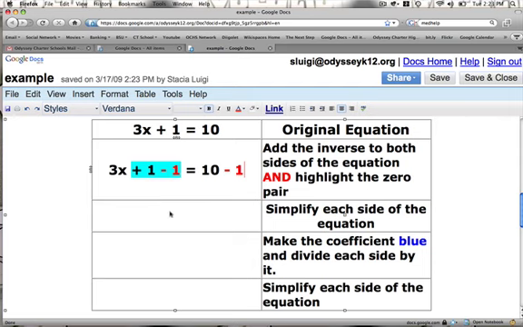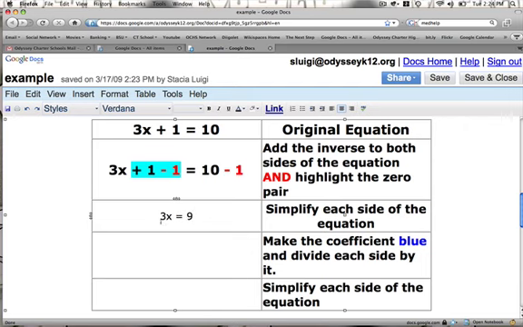Step 3 says simplify each side of the equation. Well, what I have left on the left side is just the 3x because I got rid of the rest of what was there. So I bring down my 3x, bring down my equal sign, and I have to simplify the right side of the equal sign. On the right, I had a positive 10 added to a negative 1, which is a positive 9.